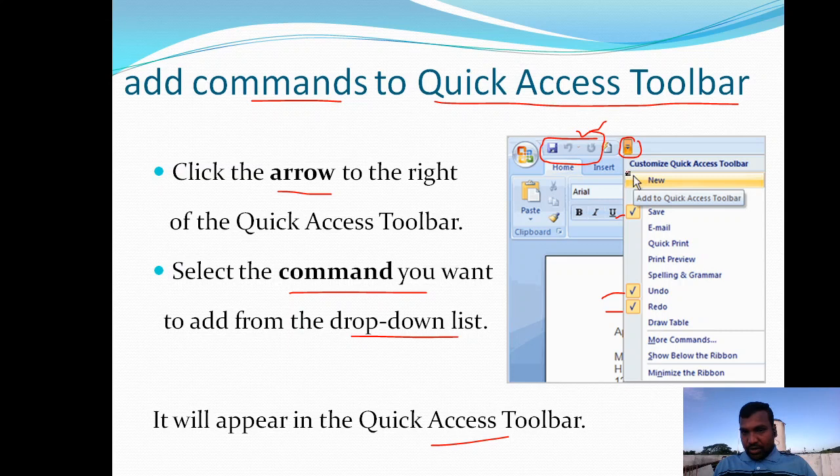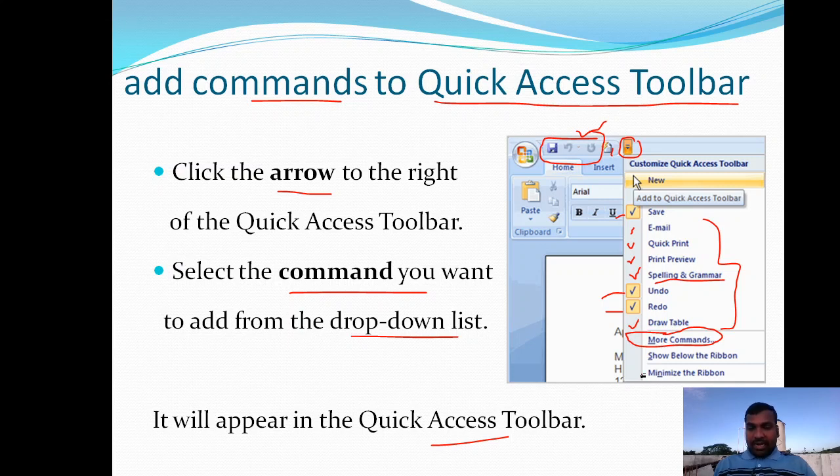If I choose this new, then this new is also available. If you want to include spelling and grammar, then click on this so that it will appear here. If you want the draw table command, then you can. If you want print preview, quick print, or email commands, then you can. And if you want more commands, or some other commands, then click on this more commands, and you can add any number of commands that are available in Microsoft Word.